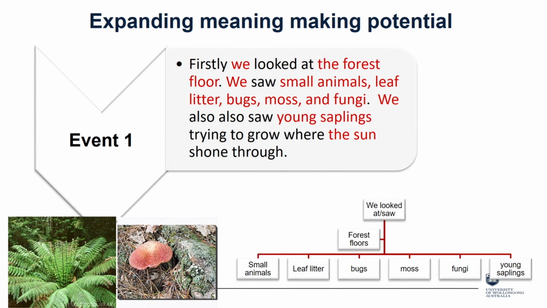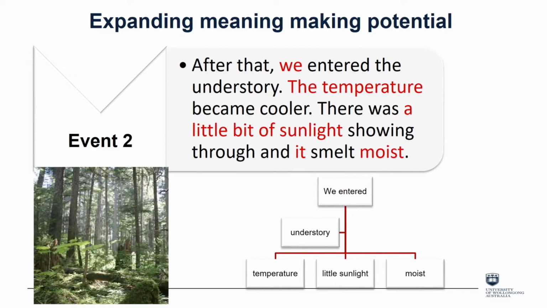We looked at forest floors, and there we can see small birds, small animals, leaf litter, bugs, moss, fungi, young saplings. That's what we can see within that forest floor. Very relevant, and showing what we can observe there. As we enter down the story, the temperature becomes cooler. That's how I was experiencing it. So you can feel that the writer was imagining for the reader.